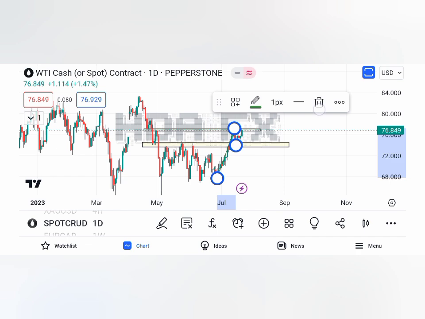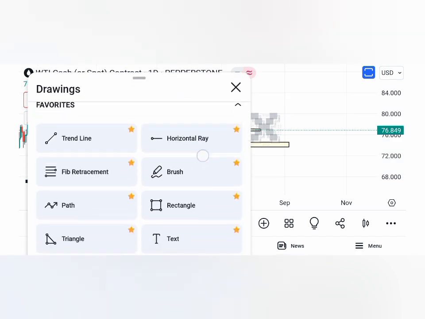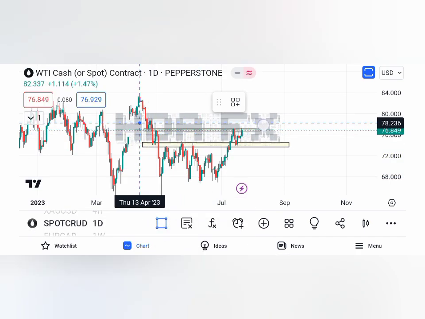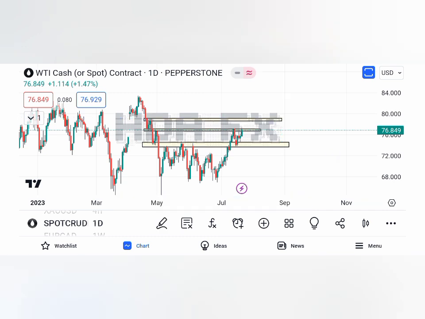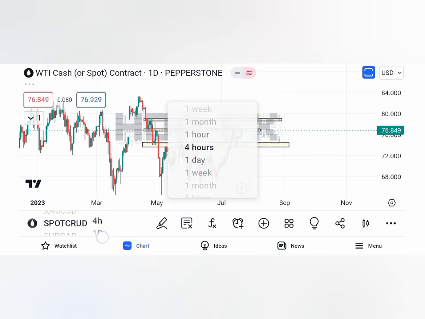So now let's see. We can also spot another key level here also. We can spot another one here also. Now let's move to the 4-hour time frame and see what we have there also.